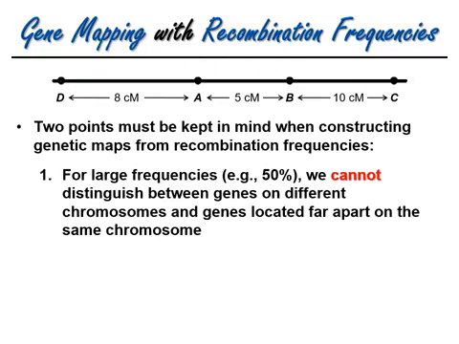They would be in what we call different linkage groups. And so we would make a line for D and a line for C, because if they're 50%, we cannot assume that they're on the same chromosome. We cannot distinguish that unless we start looking at all the other data.